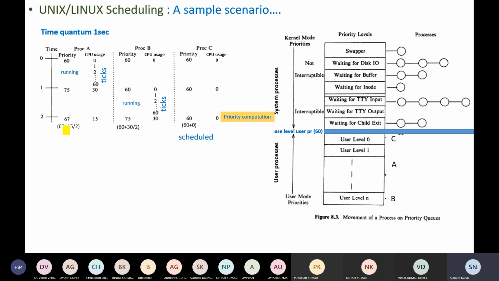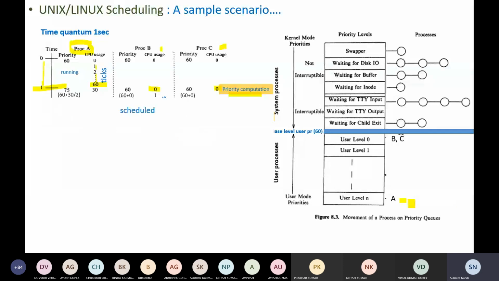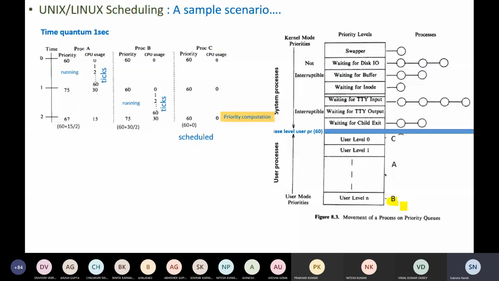So if you recalculate it, it will be base priority plus 15 by 2, base priority plus 30 by 2, base priority plus 0. And if we look into this, A becomes 67. Because A has not used the CPU in the last time step, its priority value has been decreased and it has been elevated to a higher level. At the same time, B, which has used the CPU in the last time step, has been demoted to some lower level. So A moved up and B moved down. That is how the queues are organized.